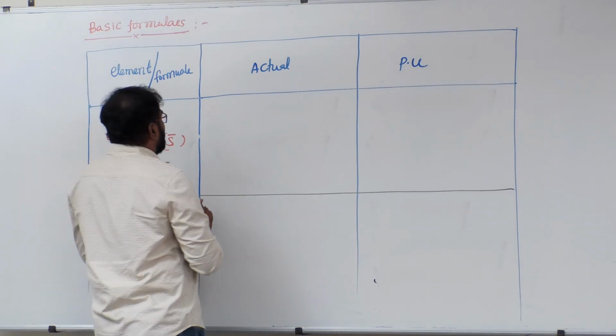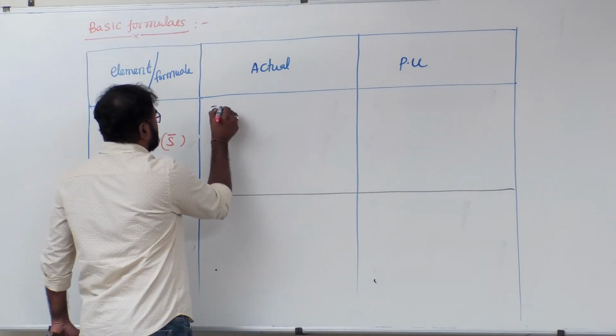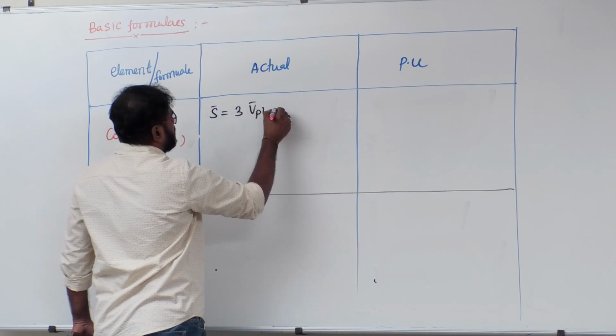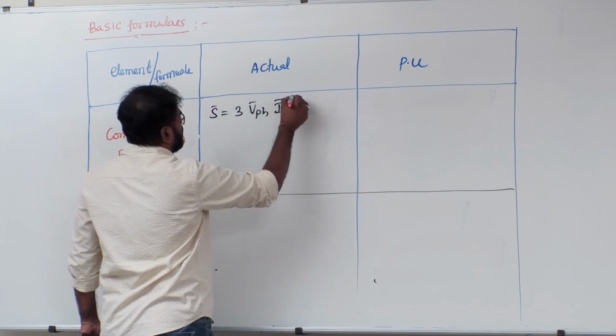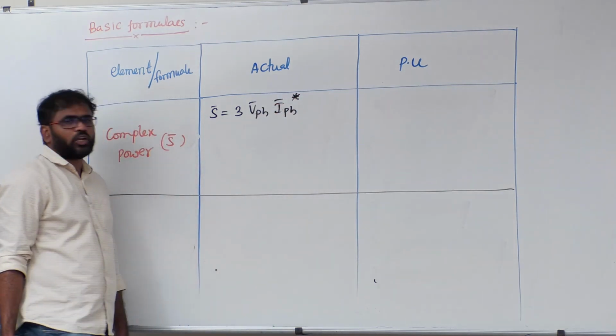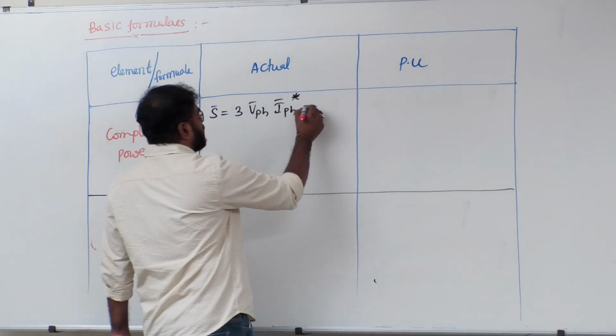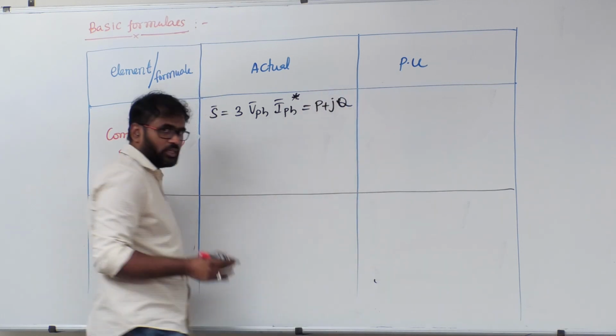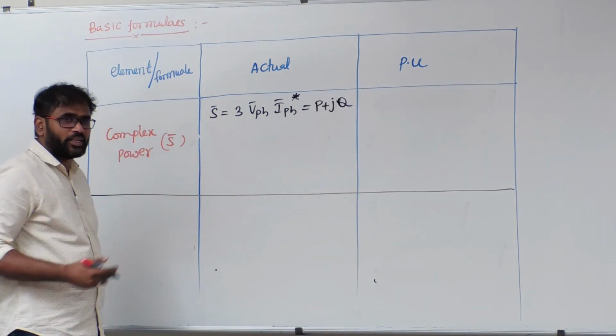Now we will see complex power S. The complex power S can be written as 3 into V phase into I phase conjugate. This is the complex power. In this, the real part is active power. The imaginary part is reactive power. We already discussed this in PS1. Once again I am writing it here.